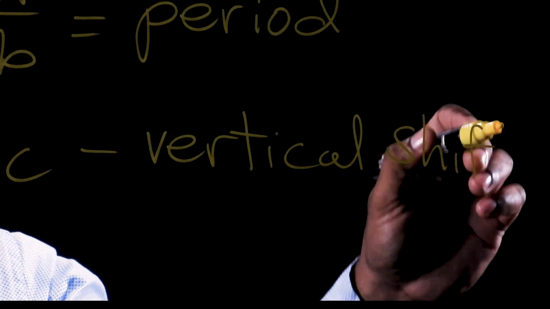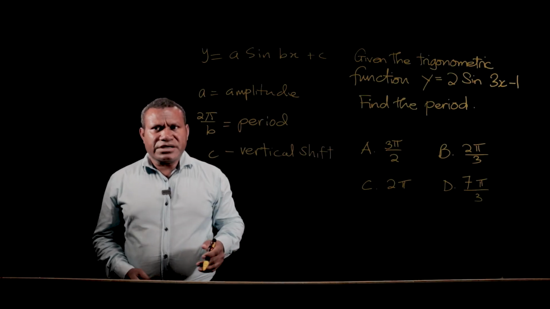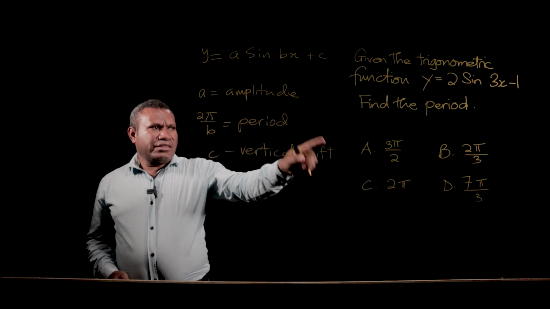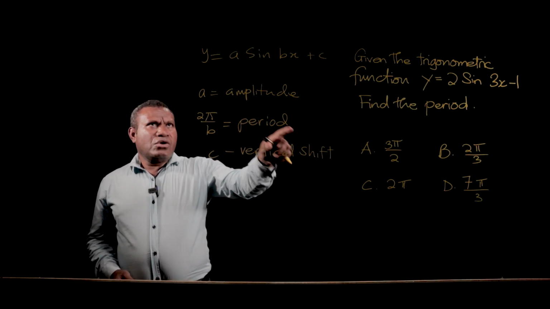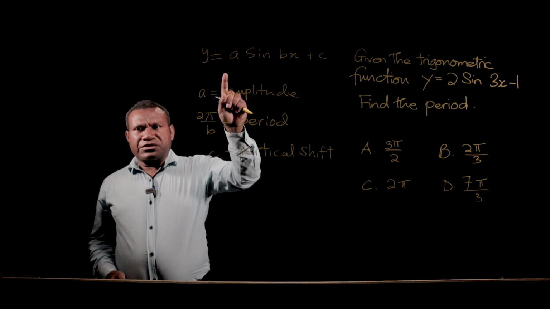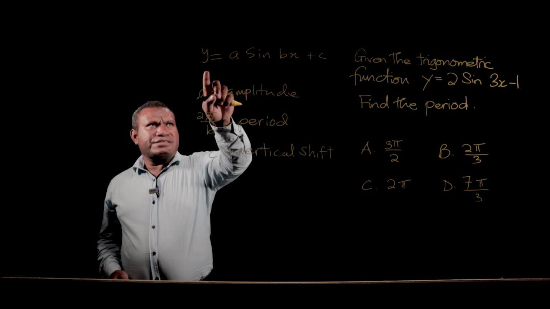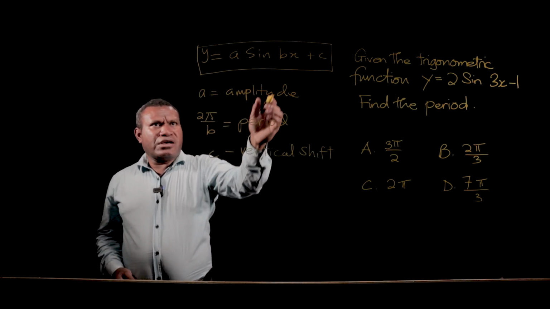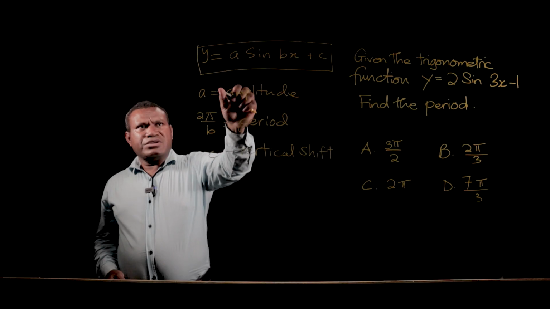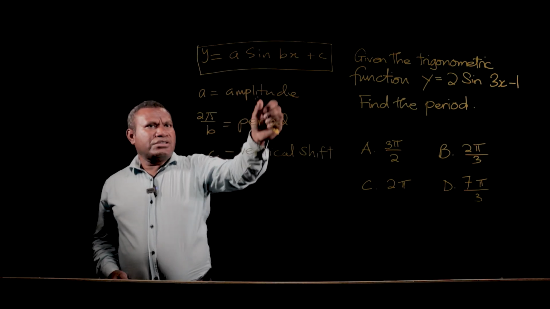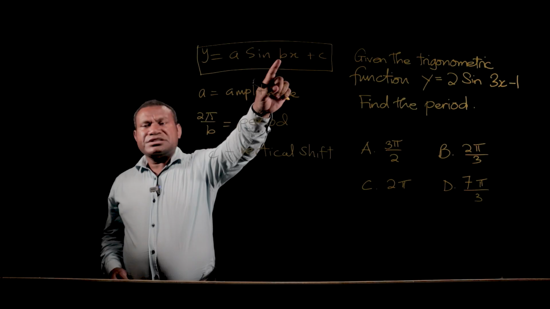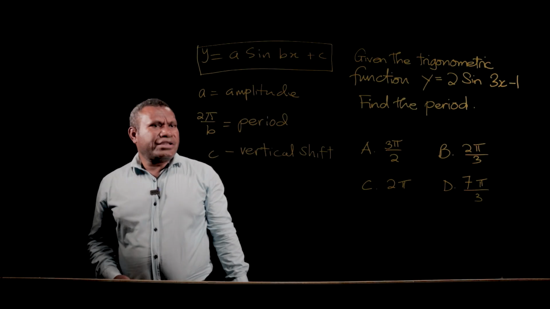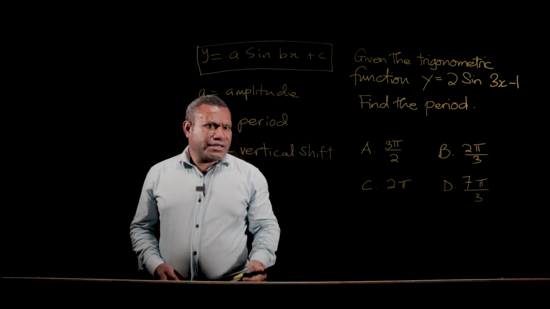You may relate this function to the idea of sketching the function and then try to work out the period and amplitude, but in this case it's a multiple choice question, so the important thing you can recall is the general formula to differentiate between the amplitude. This a stands for the amplitude, and 2 pi divided by this b, which is the coefficient of x, will give you the period. And c is the vertical shift.